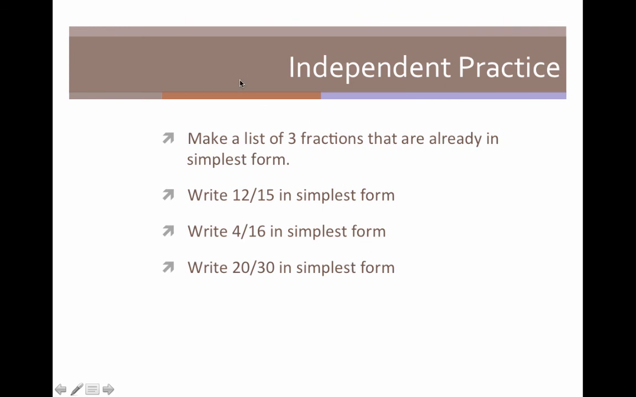Next, I want you to do these independent practice problems by yourself. If you need to go back and look at the video for any help on how to solve the problems or look at your steps on how to solve the problems, please do so. First one, make a list of 3 fractions that are already in simplest form. That was way from the beginning of the video when I gave you the examples of fractions that were already in simplest form. Number 2, write 12/15 in simplest form. Number 3, write 4/16 in simplest form. And number 4, write 20/30 in simplest form.